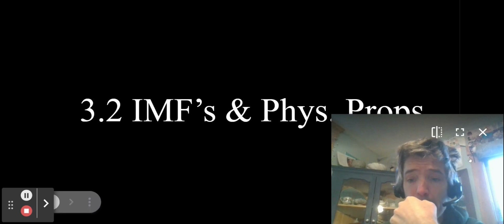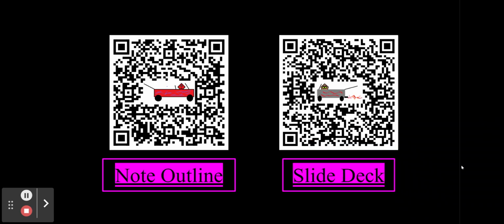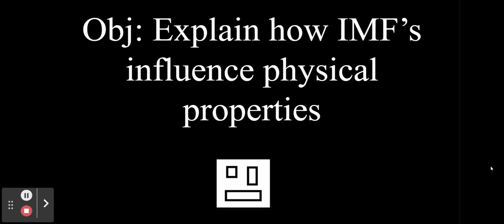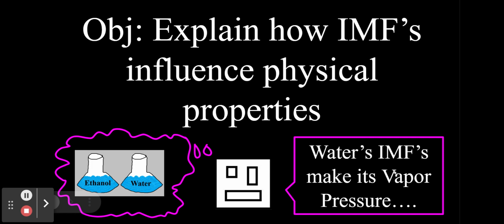Okay, here's our topic, and here are some QR codes and buttons for you. To explain, that means you're going to need to state how IMFs influence how these things are going to change the physical properties. Here's an example of what it means. I've got two liquids. Based upon their IMFs, you should be able to predict what their vapor pressure is going to be.